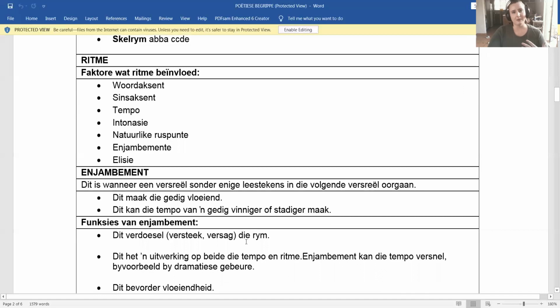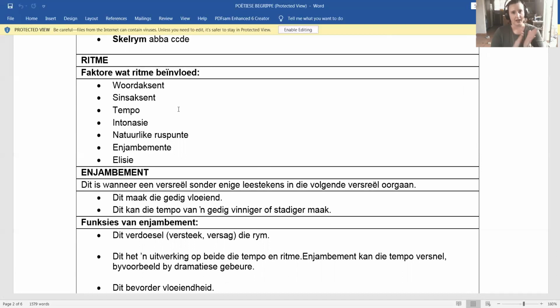Then let's talk a little bit about rhythm. The factors which influence rhythm, okay, is the word accents. You know your little caps, the hats that your ears wear? Okay, that is a word accent. A sin accent is like punctuation or quotation marks, okay?